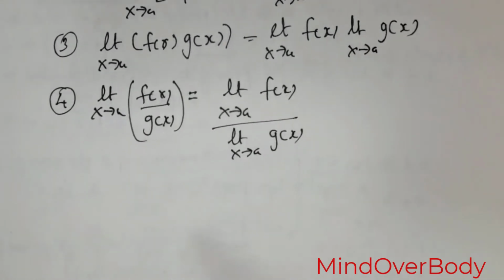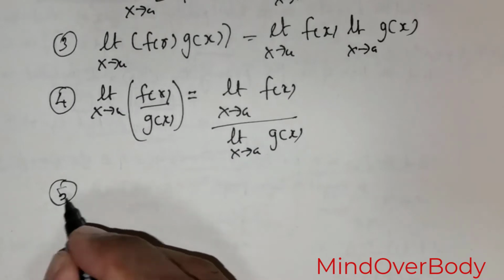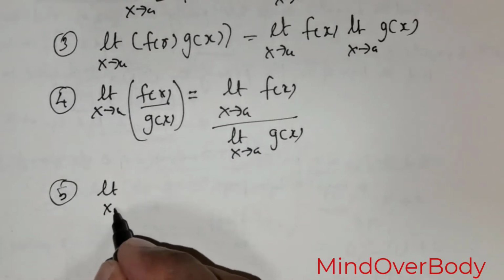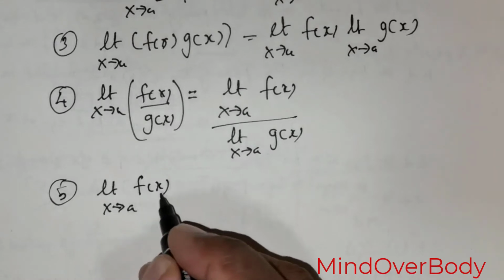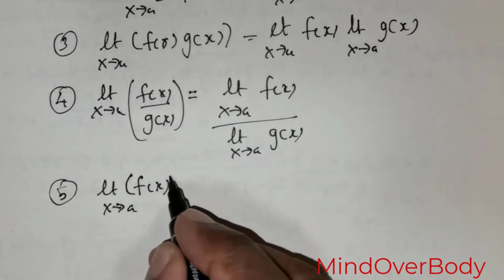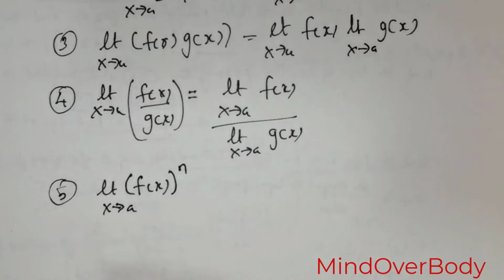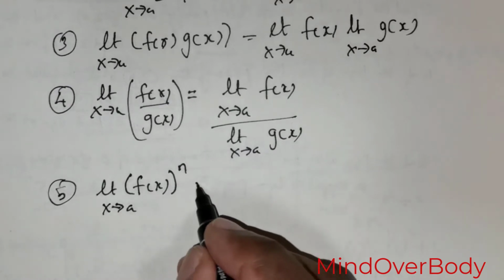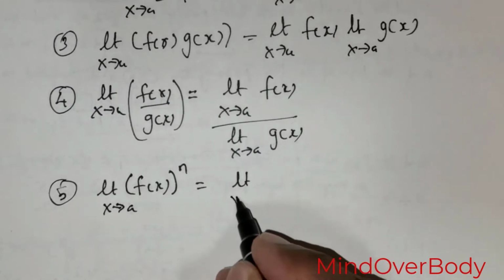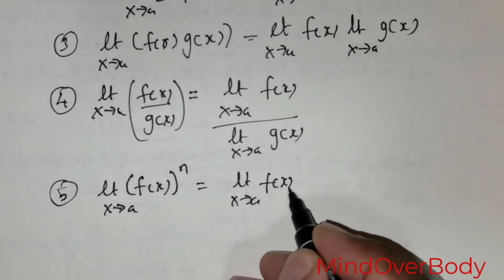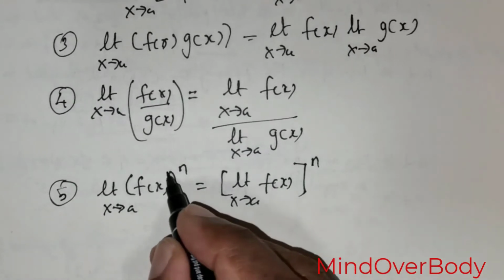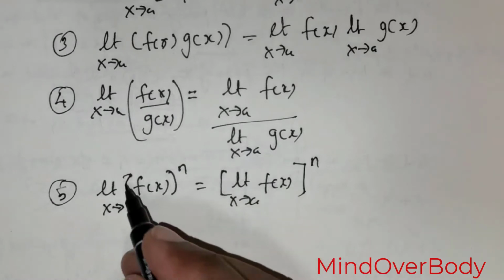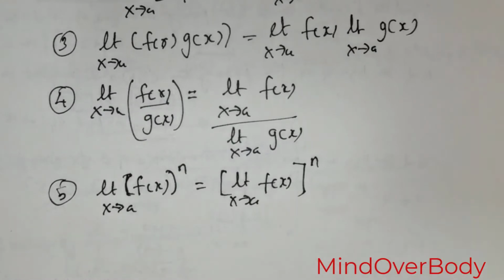Moving on, law number 5. Suppose you get limit x tending to a of f of x, the whole thing raised to the power of n. Then this is equal to limit x tending to a of f of x, and this entire thing has to be raised to the power of n. This is a very important law and it will come in handy.